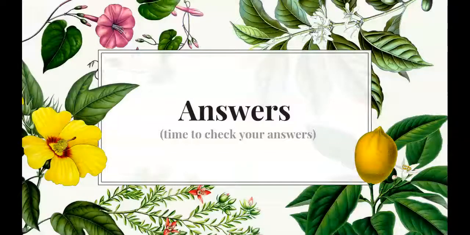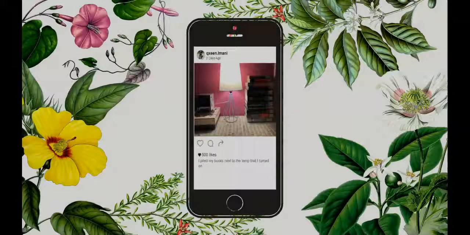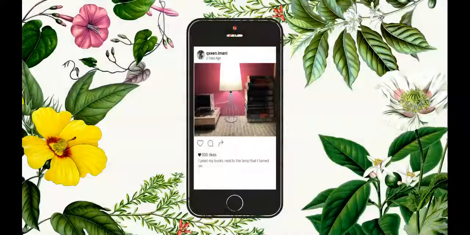Let's check our answers. For number 1, it should be B. There is a correction that should be made, so the sentence says a doctor should check your eyes every year for glaucoma if you're over 50. The second answer should be I pile my books next to the lamp that I turned on, so that it's referring to the fact that the lamp is on, not the books.